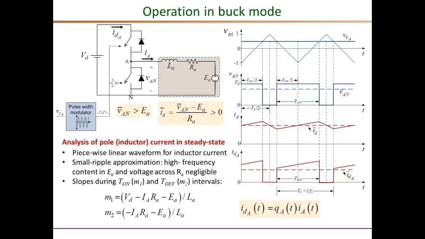We can also draw the waveform for the bottom switch current, which is not shown here, but that will be the same as the inductor current only during the off interval when Q is 0. So here the current would be 0. The current will jump to this waveform during the off interval, back to 0 for this entire on interval, and so on.